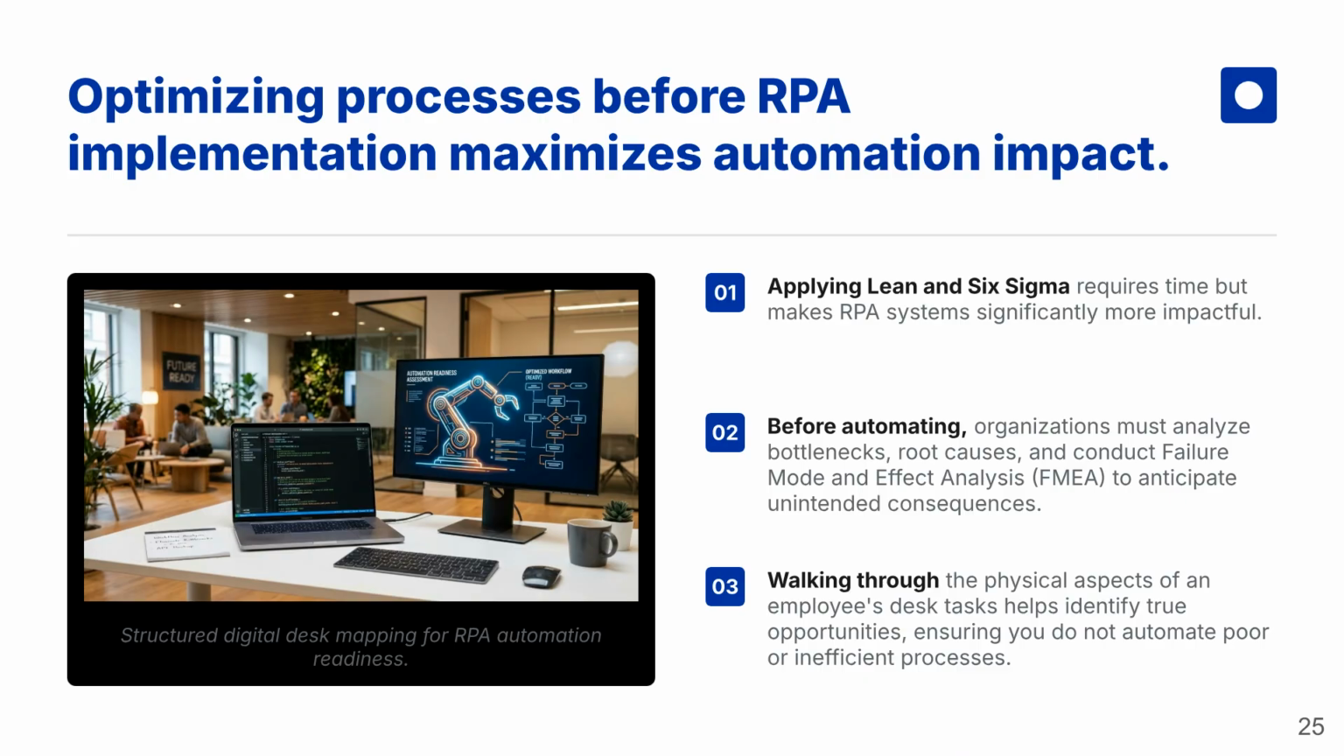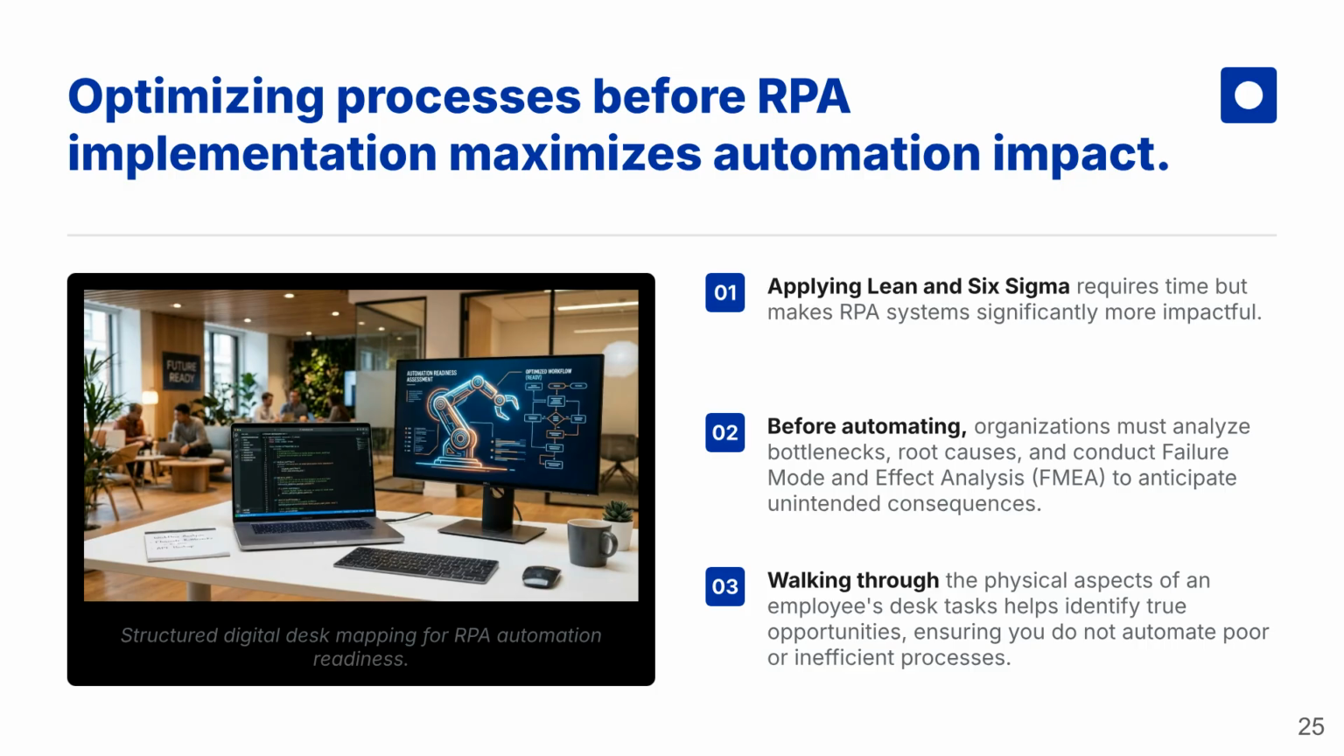Before implementing robotic process automation, organizations should ensure that their business processes are efficient, standardized, and free from unnecessary problems. This slide emphasizes that applying Lean and Six Sigma before automation significantly increases the value and success of RPA initiatives. The illustration of a structured digital workspace represents the idea of analyzing how employees perform their daily tasks before introducing software robots. Instead of immediately automating an existing process, organizations should first understand every activity, identify delays, and remove unnecessary steps. This ensures that automation improves the process rather than simply making an inefficient workflow run faster.